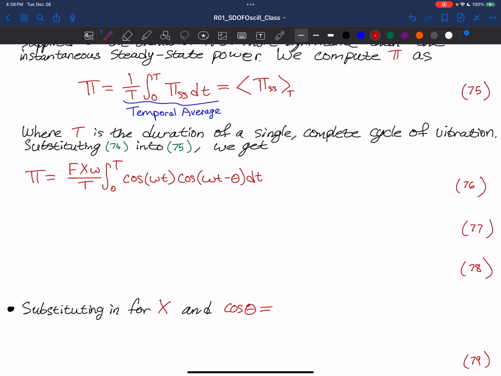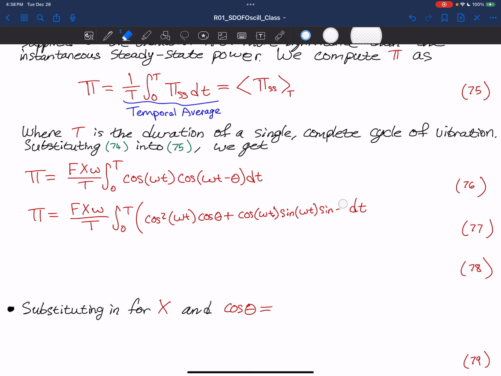We're going to split up this cosine term in the integral, and we'll find that big pi is equal to big F, big X times omega divided by big T times the integral from 0 to big T of the quantity cosine squared omega t times the cosine of theta plus cosine omega t times the sine of omega t times the sine of theta, all of that times dt. This is an integral that can actually be solved analytically.